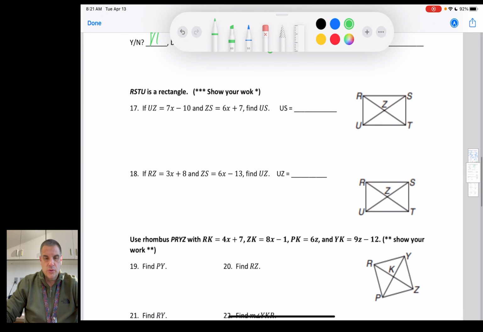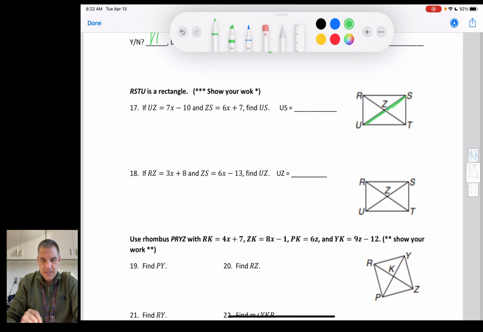Next one, it tells us it's a rectangle. So we got to go through our properties of a rectangle. It says that UZ is 7x minus 10, and ZS is 6x plus 7. What's US? Well, in a rectangle, the diagonals bisect each other. So that means these two things equal each other.